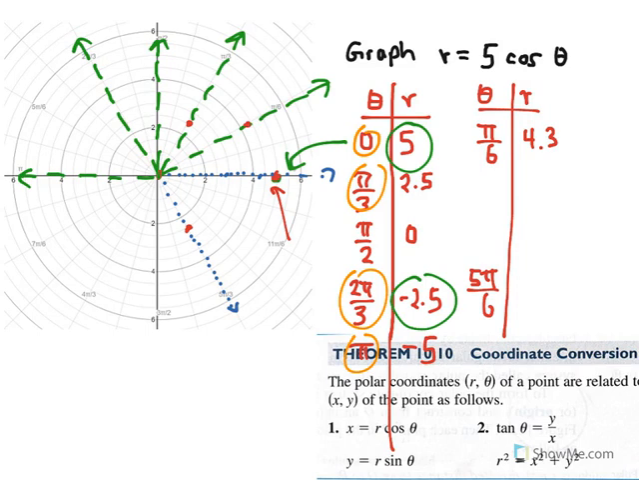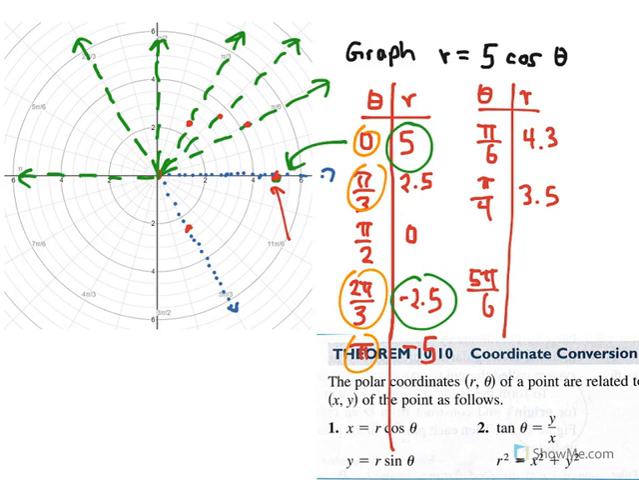And you can even do pi over 4. Here's the radial line, pi over 4. And we need to find cosine of pi over 4 and multiply by 5. So when theta is pi over 4, you get an r value that's about 3.5. So I'll locate a point that's 3.5 units from the pole. And this is what I have.